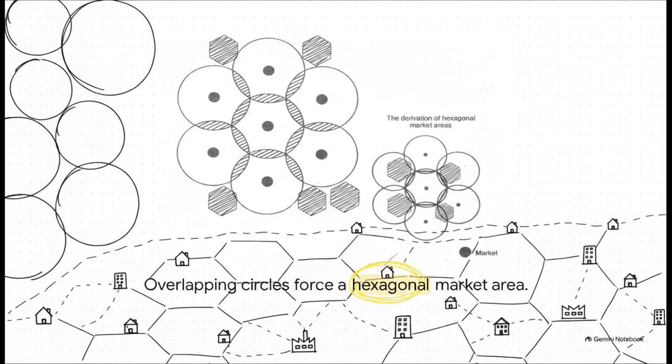If you pack a bunch of circular market areas together, you inevitably get these empty, unserved gaps between the circles. To capture those unserved customers, the businesses naturally push outwards. The circles begin to overlap, and mathematically, they literally compress into hexagons. This is Christaller's extremely famous hexagonal lattice. It's the most efficient geometric way to serve all customers across a landscape without leaving a single gap. So our cities and towns are essentially functioning as this giant, invisible mesh of hexagons.